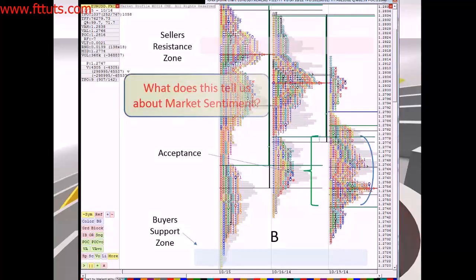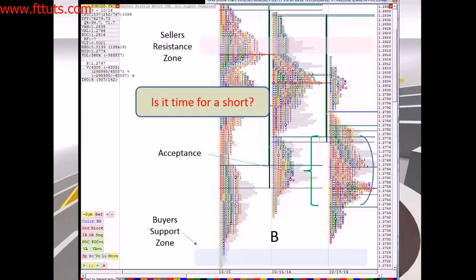So now I have another interesting question to ask. What does this tell us about market sentiment? Are we seeing a reversal here? Would you be now willing to take a long, or would you be still bearish on the market? I want you to think about that for a moment. Is it time for a short, or is it time for a long?